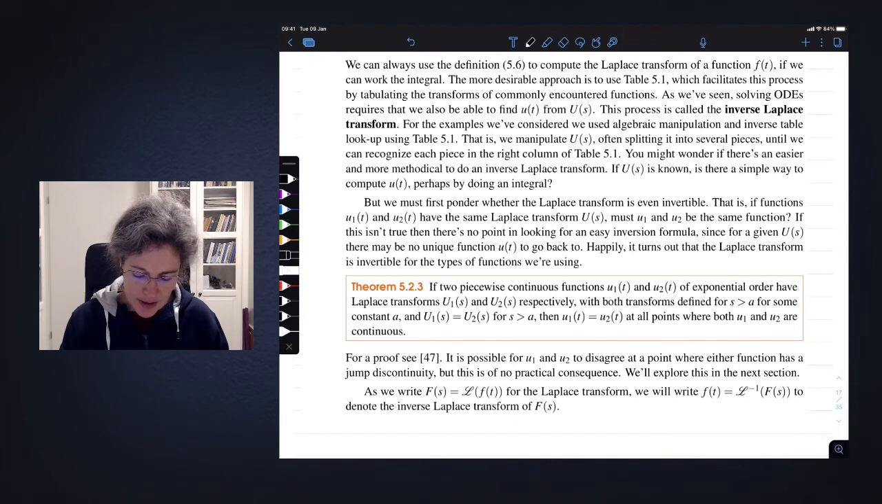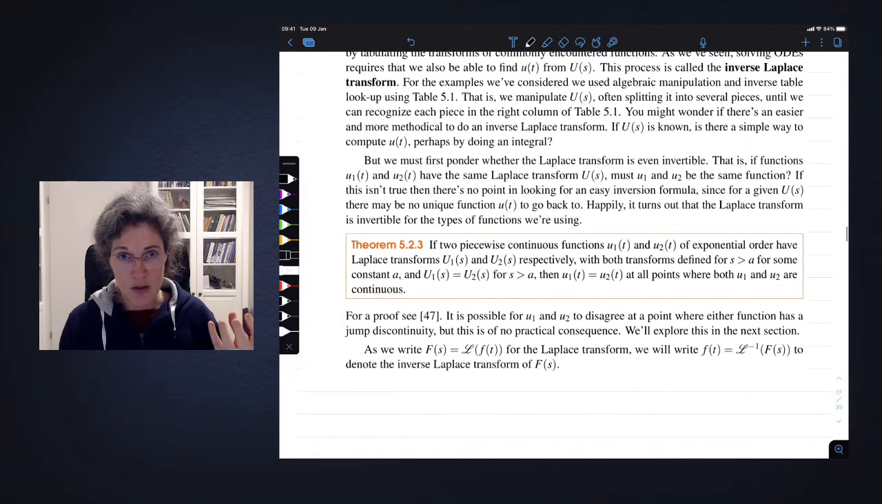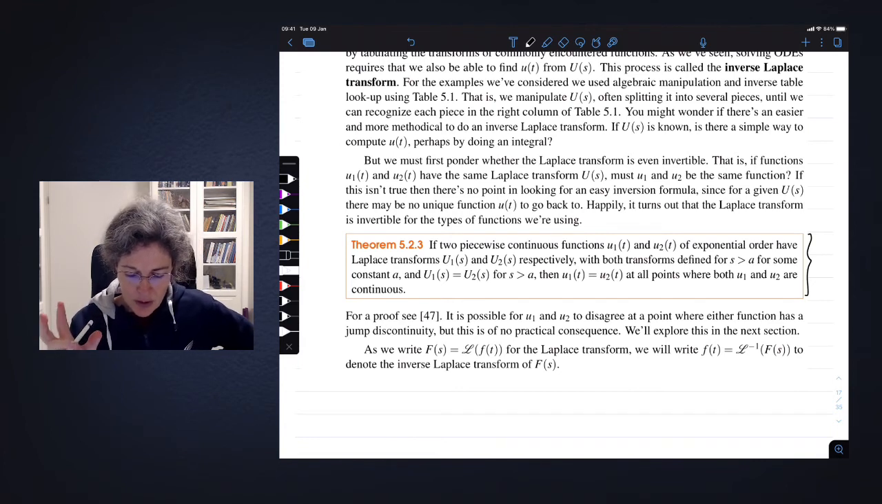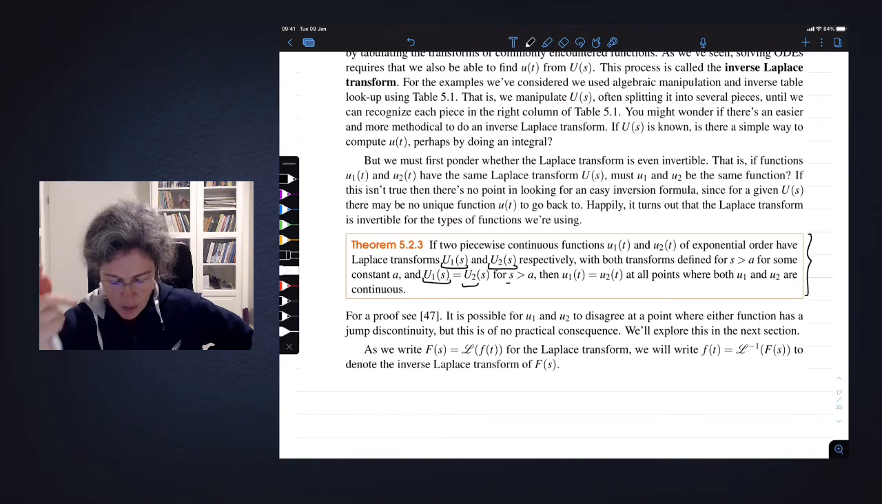But the thing that you might want to think about is, if I hand you a big U of s, how do you know that you can find a unique little u of t? This is always the kind of question that we ask ourselves. The answer is that if we have two piecewise continuous functions of exponential order and they have Laplace transforms u1 and u2, and it turns out that u1 is equal to u2 for s bigger than a, then we have that the two functions are equal. The other way of thinking about this is, you will never end up in a situation where two different functions have the same Laplace transform. If you have a Laplace transform, it goes to a unique original function if you take the inverse Laplace transform.